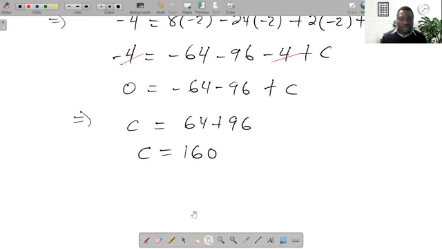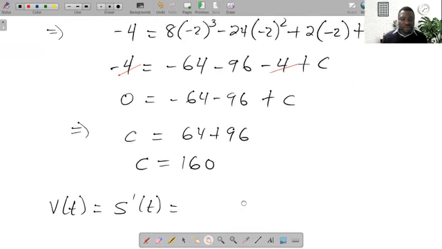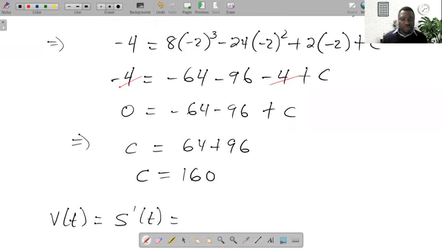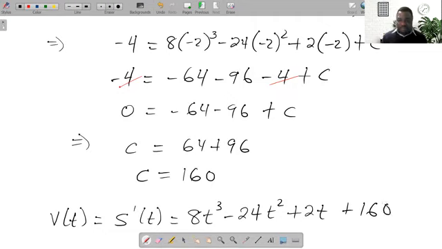Okay. So then what it means is that my V of t, which is the same as my S prime of t, gives me a very cool function here, which will be 8t cubed minus 24t squared plus 2t plus my C value, which is 160. So that is that. We are not done yet.